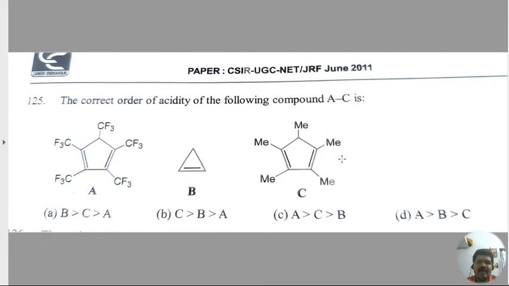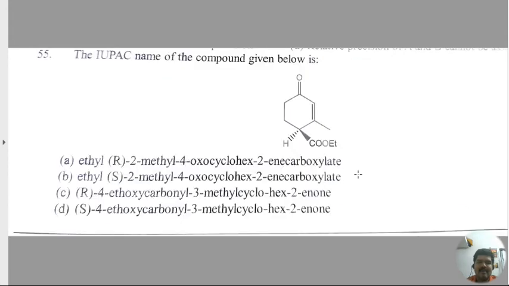So we can say that destabilization will be there through plus I here, but here there will be minus I as well as minus M effect, which will increase the acidity. So the right answer will be option C. Now, next question. The IUPAC name of the given compound.